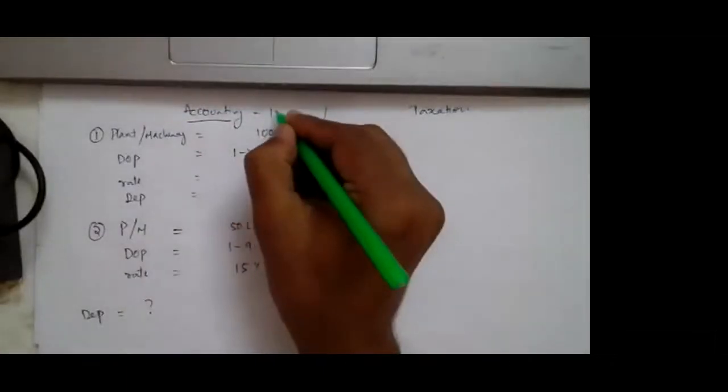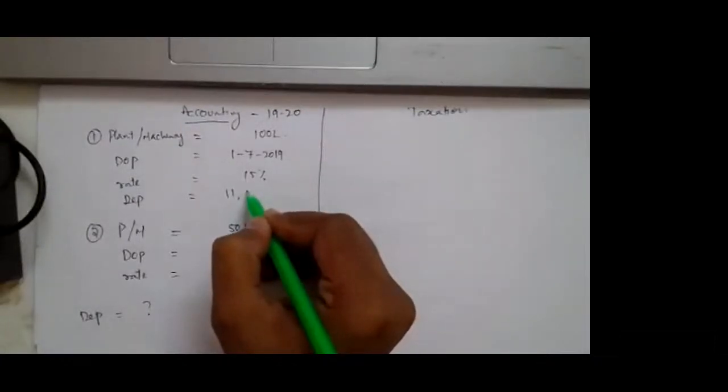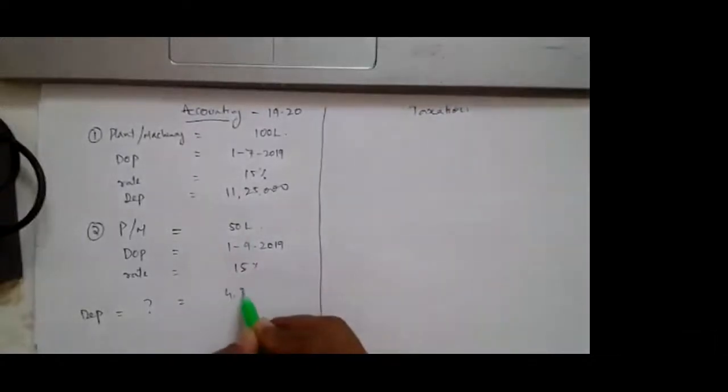Sir, for second machinery, it's 4,37,000. Oh, 1 second, sir. Yes, Aisha? Sir, for second machinery, it's 4,37,500. Okay. Yes, Nitya. Manisha? 4,37,500, sir, for second machinery. Okay, so for the first machine, 11 lakh 25,000, and the second machinery, 4,37,500.